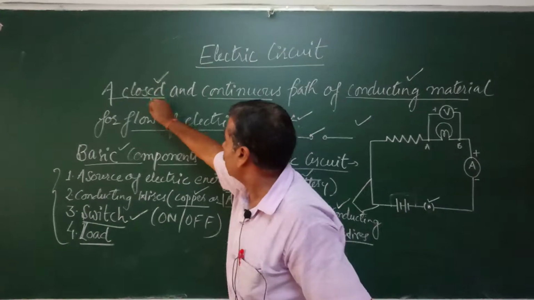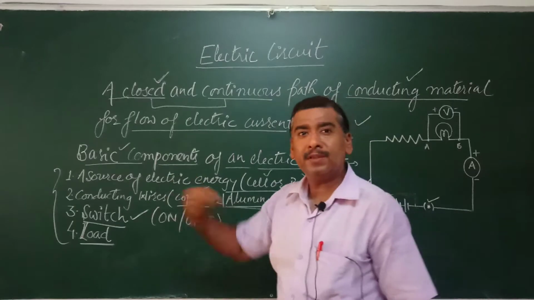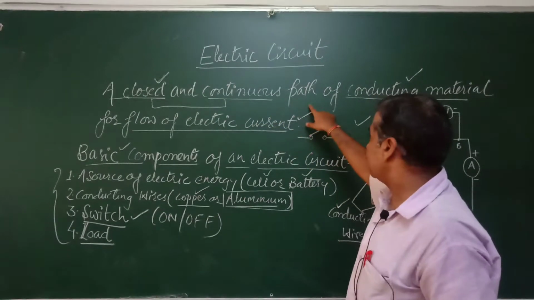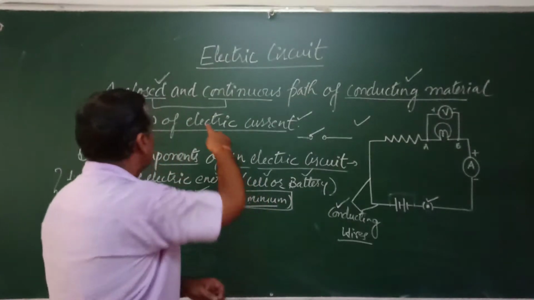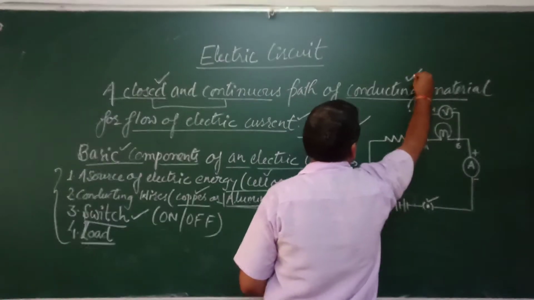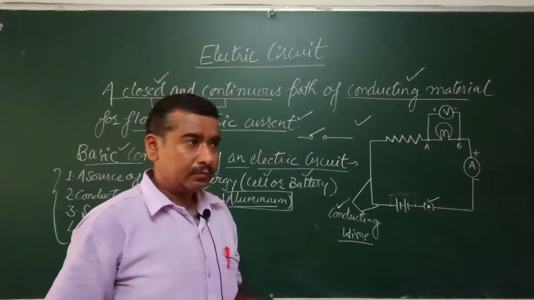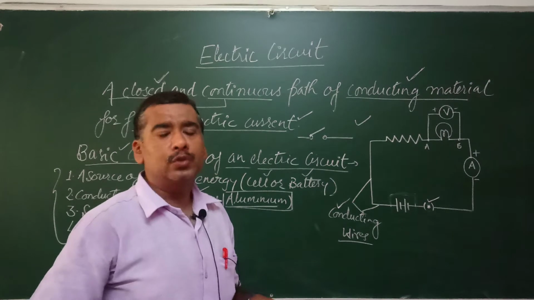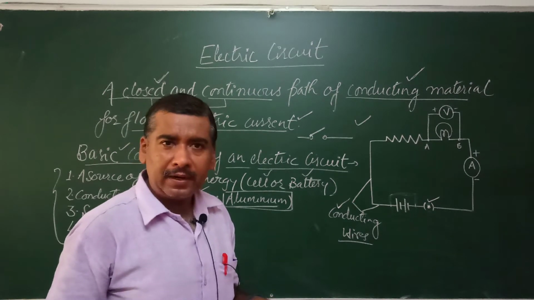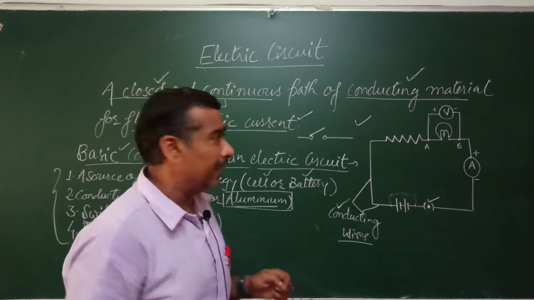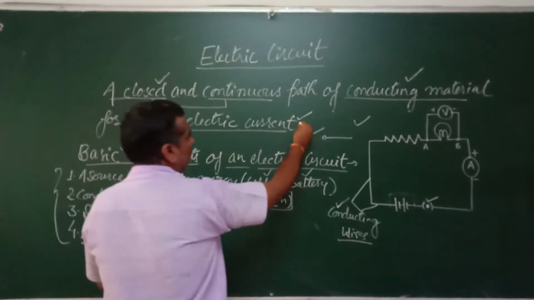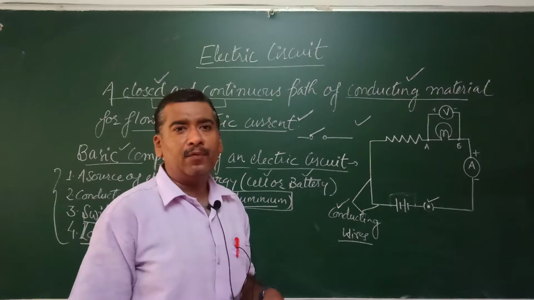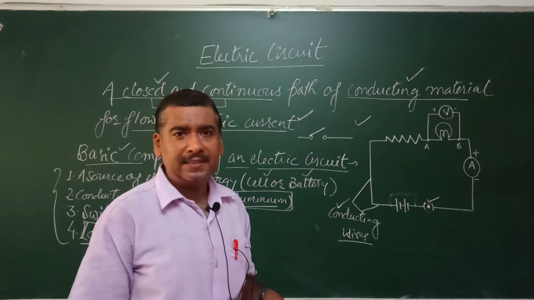These are two synonyms, but both have to be used in this definition. So it should be a closed and continuous path. So what is an electric circuit? It is a closed and continuous path of conducting material. It should be made up of a conducting material, right? If it is made up of an insulating material like rubber or glass, then also there will be no flow of electric charges or electric current. So it should be made up of a conducting material for the flow of electric current or electric charges. Right, so a closed and continuous path made up of conducting material for flow of electric charges or electric current is known as an electric circuit.